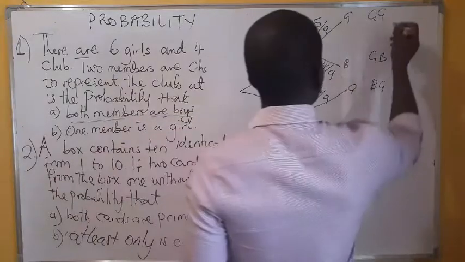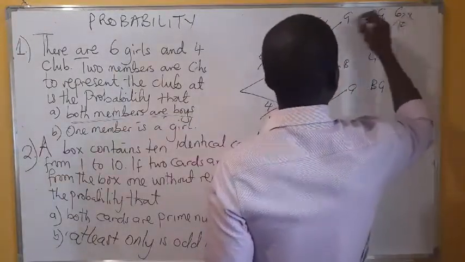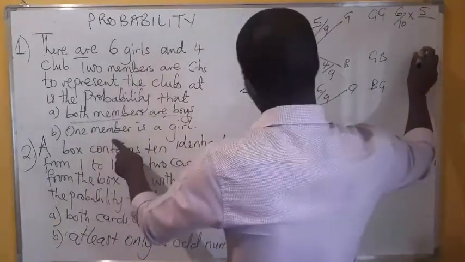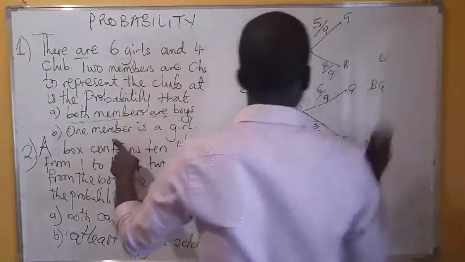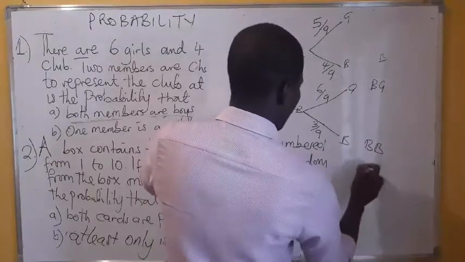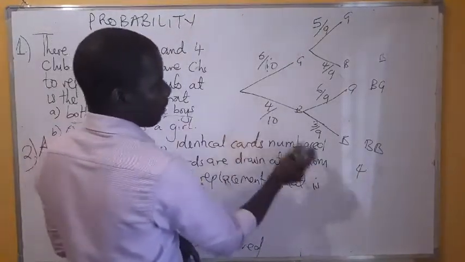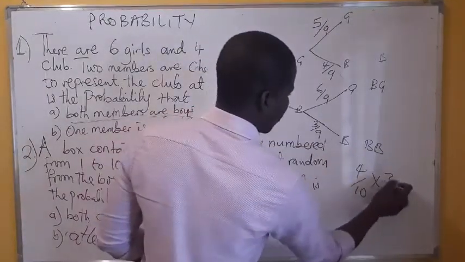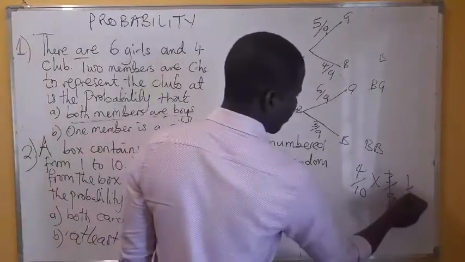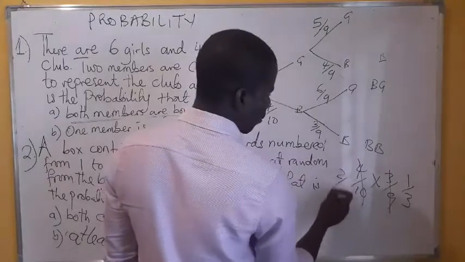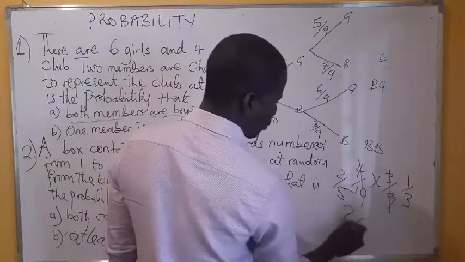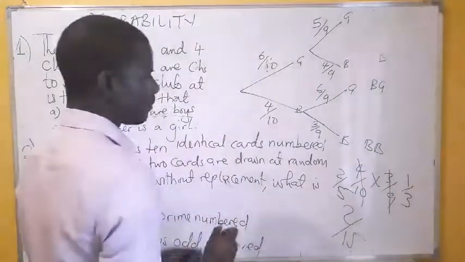You just multiply this and that, and you are going to get, for boys, 4 over 10 multiplied by 3 over 9. This is the same thing. This is going to be 2 over 5, and this is going to be 1 over 3. When you multiply these, they'll give you 2 over 15, which is exactly the same thing that we got there.